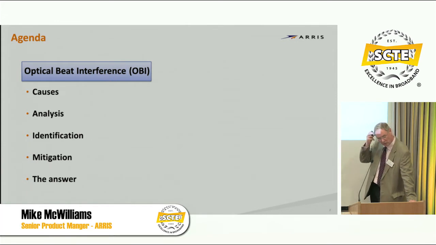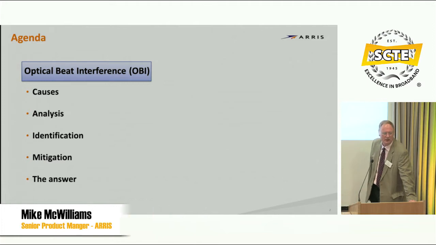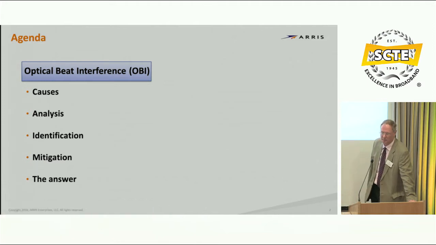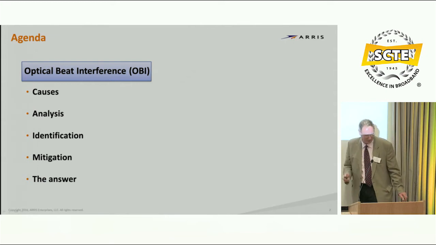First question, and it's a question I've been asked an awful lot, is OBI a problem in an RFoG network? Well, I suppose the answer is it depends entirely who you ask. If you ask an operator who's just built an RFoG network with very few customers, OBI isn't a problem. If you ask an operator who's got a network that's approaching 80% capacity on RFoG, OBI then becomes a problem. So OBI is a problem. It's always there in an RFoG network. The question is, what can you do about it?